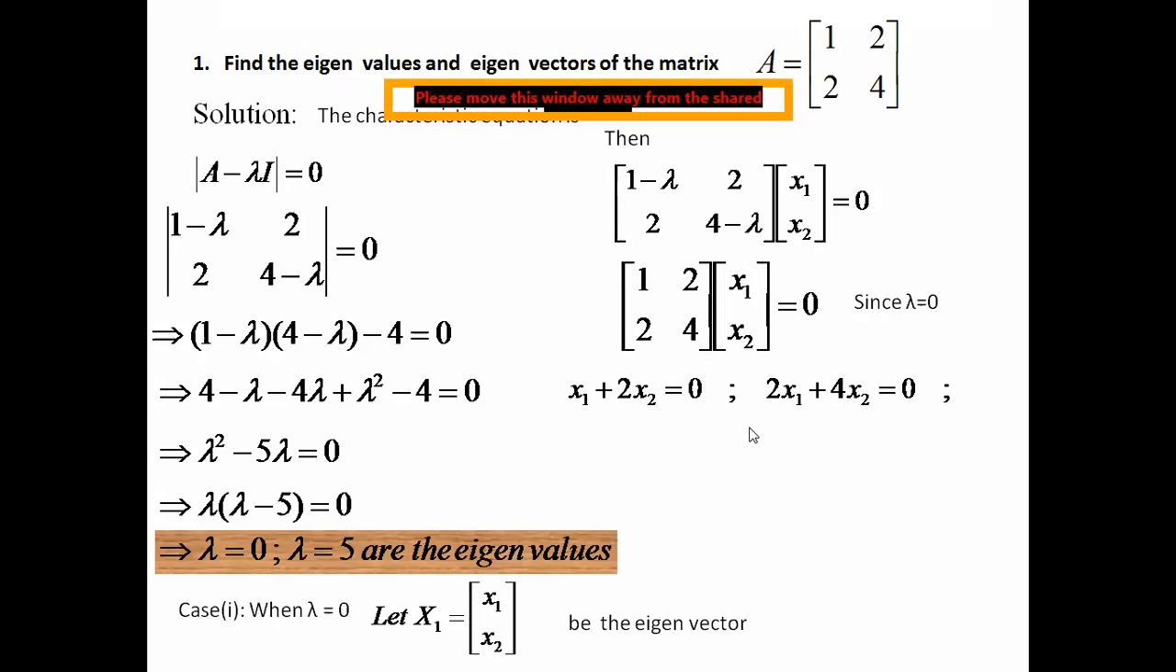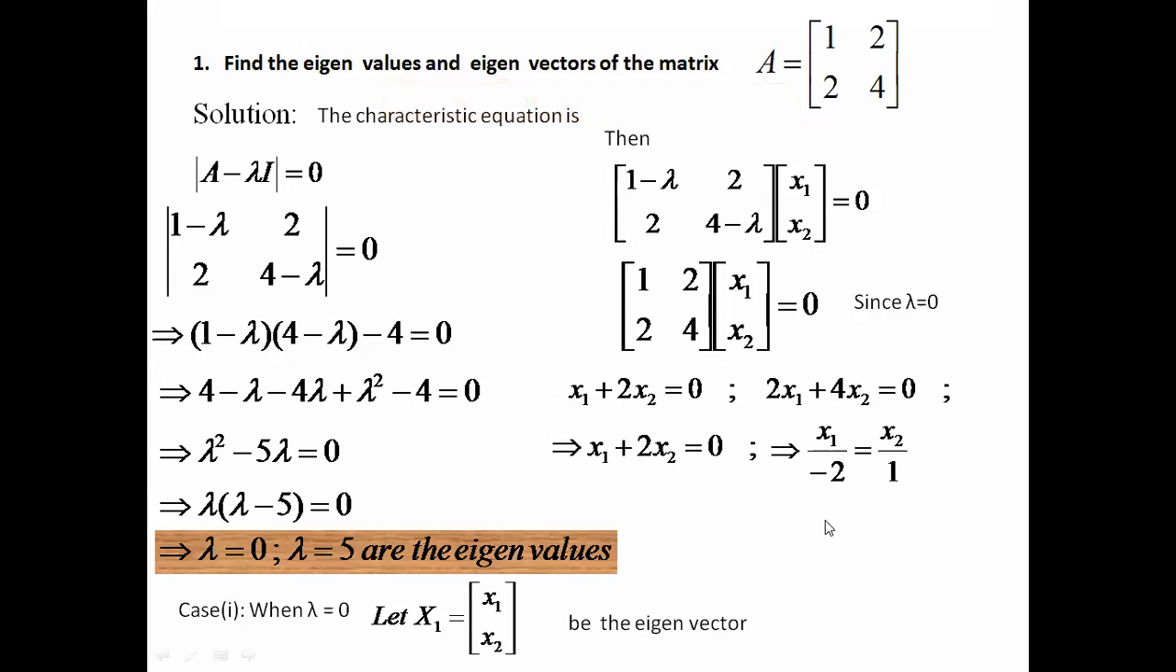Usually when a 2 by 2 matrix is given, only one independent equation you get, and the other one will always be a dependent equation. So you take this equation only, that is x1 plus 2x2 is equal to 0, because the other is a dependent equation. Now if you take this on the right hand side, what you get is x1 is equal to minus 2x2. So x1 is equal to minus 2x2 means there are any number of solutions you can obtain depending on x1 and x2. So you write it as bringing minus to the left hand side and this one to the right hand side. This equation can be written like this.